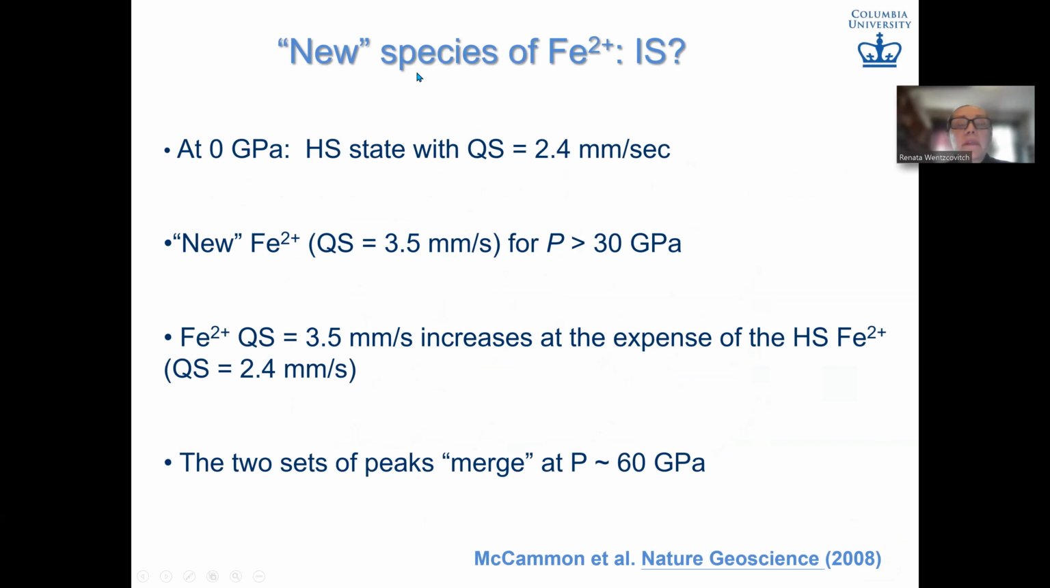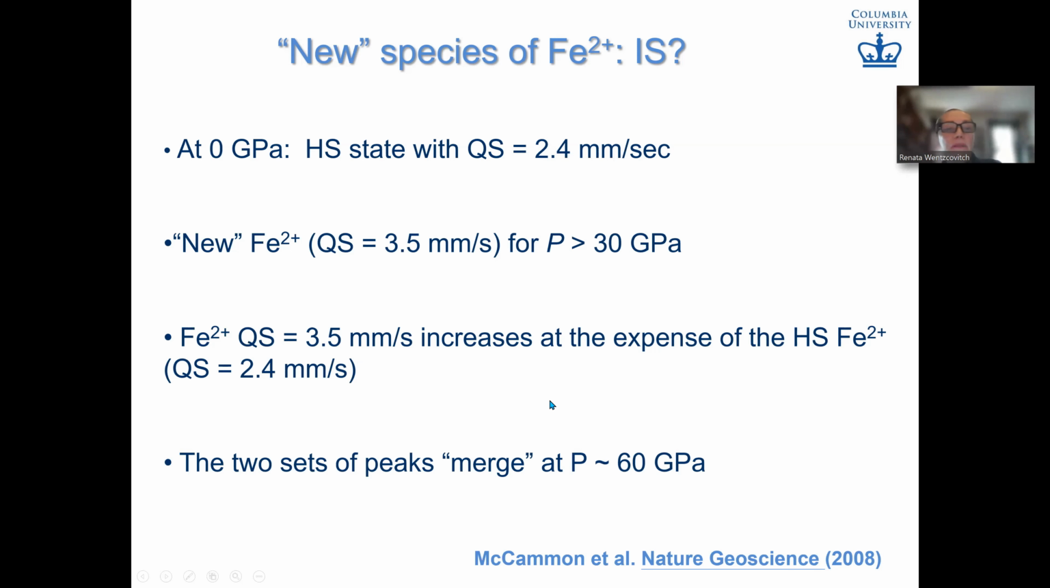So in 2008, there was a paper proposing that there was a new kind of iron 2+, the intermediate spin state, that was stable in that perovskite site. At 0 GPa, there was a Mössbauer quadrupole splitting of 2.4 millimeters per second. Above 30 GPa, they start seeing a second kind of iron with a quadrupole splitting of 3.5 millimeters per second. Because the quadrupole splitting increased, it could not be a low spin state. The low spin state has almost 0 quadrupole splitting. So it could only be the intermediate spin state, right?